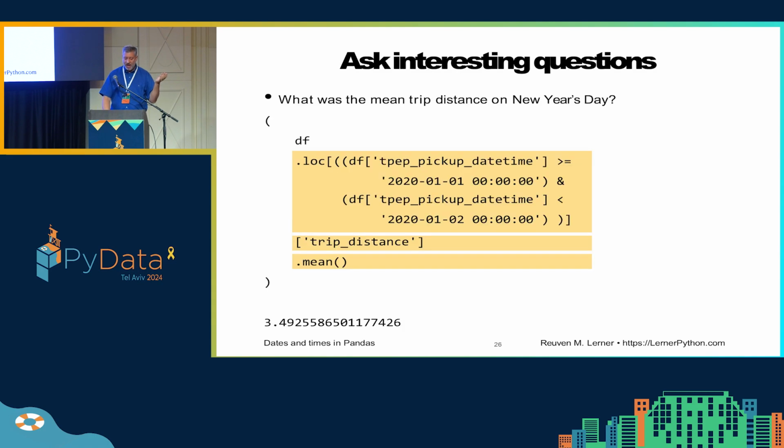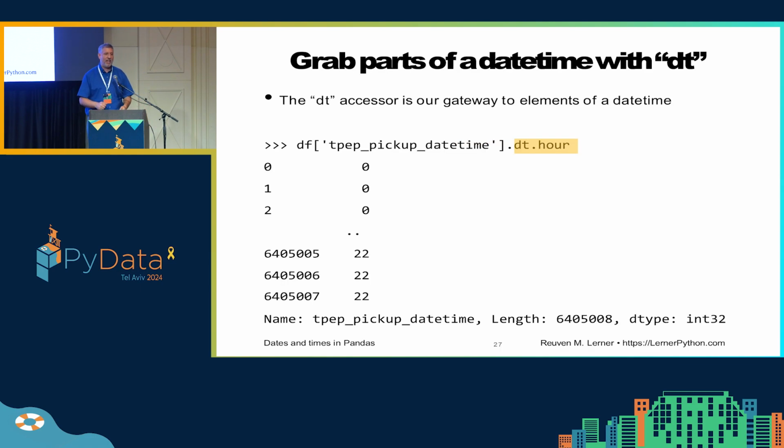Fantastic. I can also ask interesting questions. I can say, well, what was the mean trip distance on New Year's Day? So I can run this, I can say, well, on New Year's Day, as we saw before, give me just the trip distance column and calculate the mean. And then we find out on New Year's Day, people traveled an average of 3.5 miles. But that's not really where things get interesting. Where things get interesting is where I can dig into the date time values and pull out particular fields.